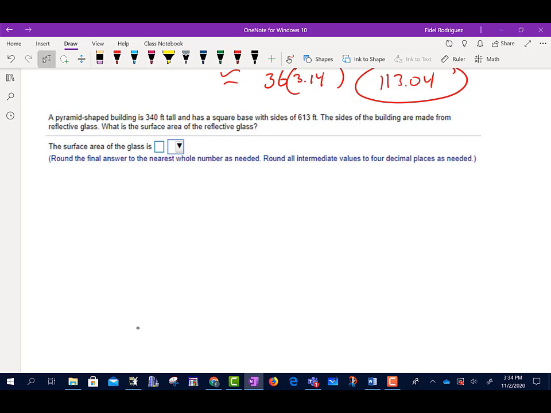Alrighty. So I got another problem here, and it says a pyramid-shaped building is 340 feet tall and has a square base with sides of 613 feet. The sides of the building are made from reflective glass. What is the surface area of the reflective glass?